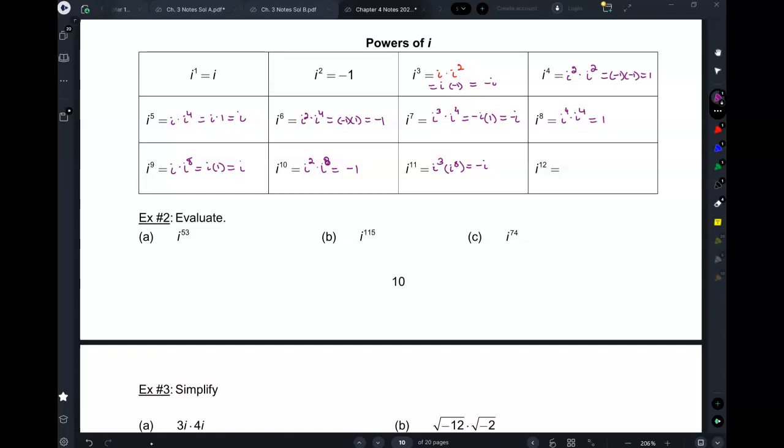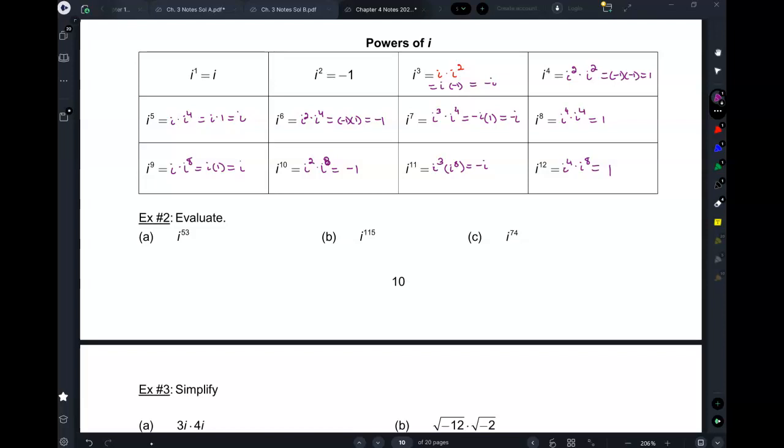i to the 12, so it's i to the 4 times i to the 8. What's i to the 4? 1. i to the 8? 1. So now, take a look at this for a minute. We have i, negative 1, negative i, 1. i, negative 1, negative i, 1. i, negative 1, negative i, 1.